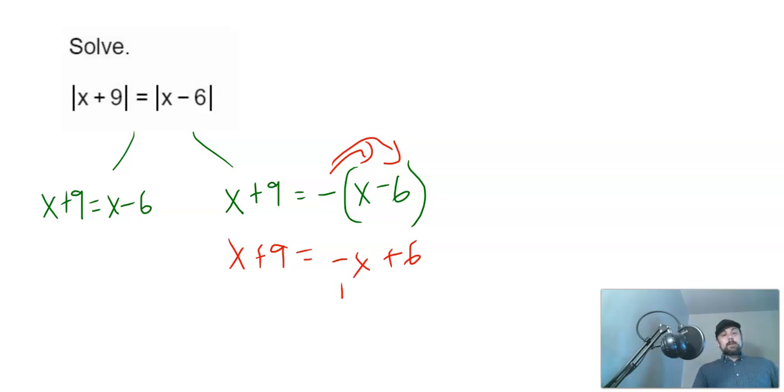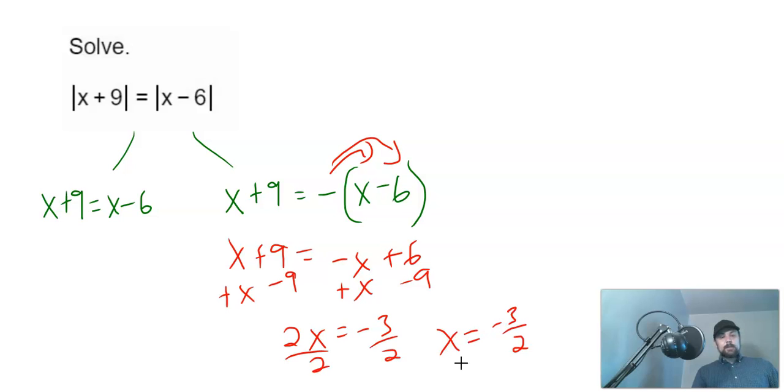Let's just finish this one out. Now you solve this for x. Now that the absolute value is out of the way, we add x to both sides. We might as well go ahead and subtract 9 from both sides. So we get 2x is equal to negative 3. We divide by 2 on both sides. We get x is equal to negative 3 halves. So that's what you get from the second equation.